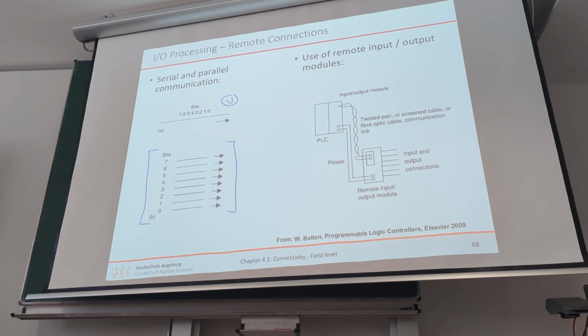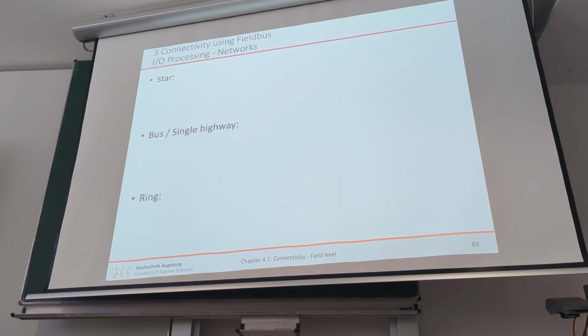Okay, so when we have communication between participants, we somehow have to build up a network to transfer the information, and there are different ways to do that. So we have typical I/O networks: the star, the bus, the single highway, and the ring. And all of them are typically used in an automation system. So what is the star network? We have a central host component.